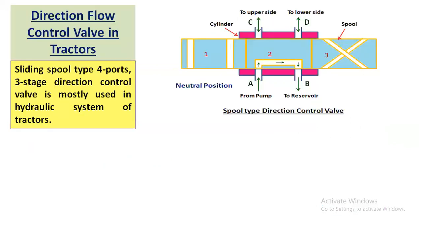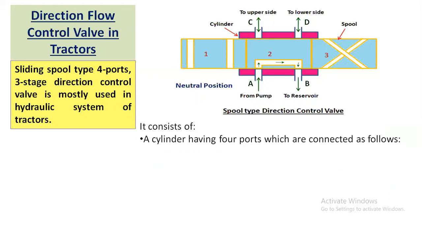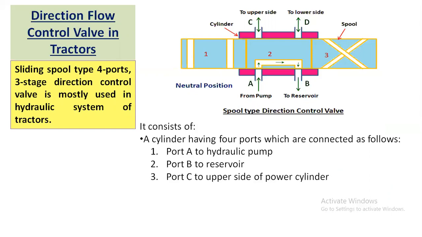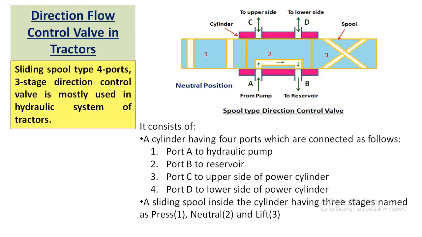Out of these direction control valves, the sliding spool type direction flow control valve is most commonly used in tractors. It is a 4 port, 3 stage direction control valve, which can do both lift and press functions. It consists of 4 ports A, B, C, D. Port A is connected to the pump, B to the reservoir, C to the upper side of the power cylinder, and D to the lower side of the power cylinder.